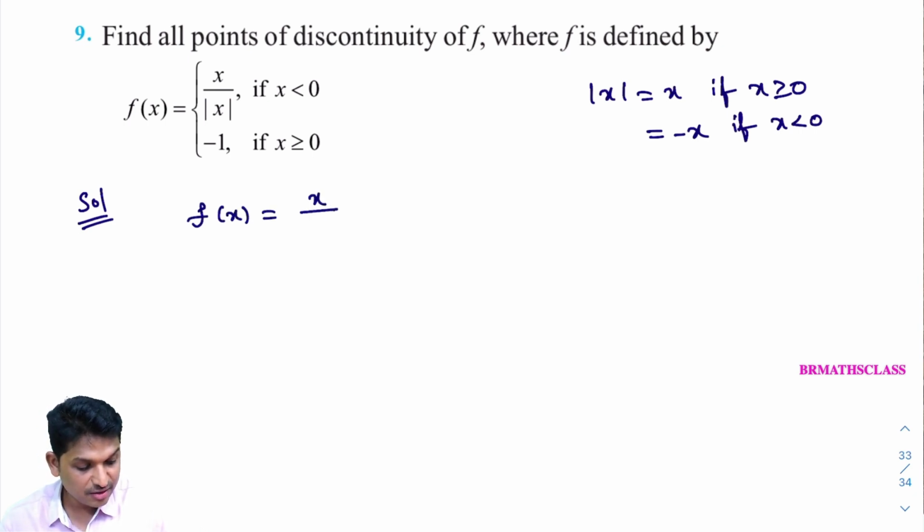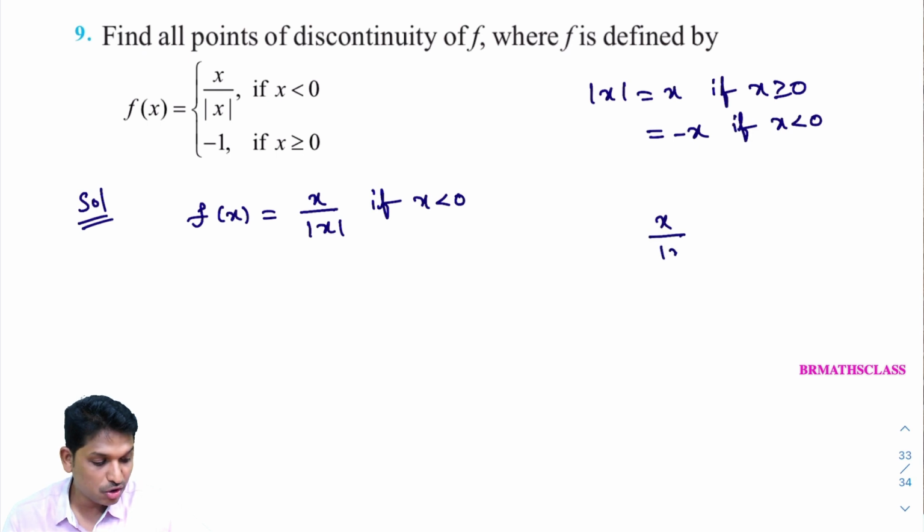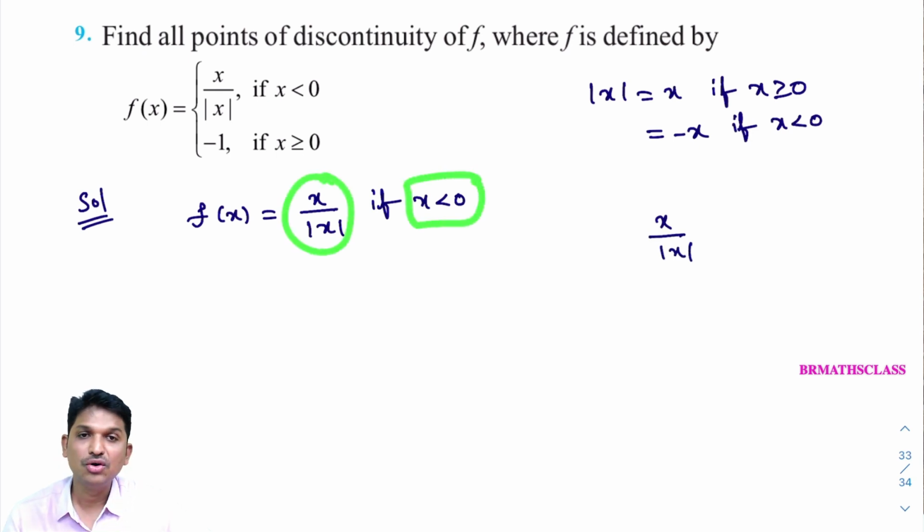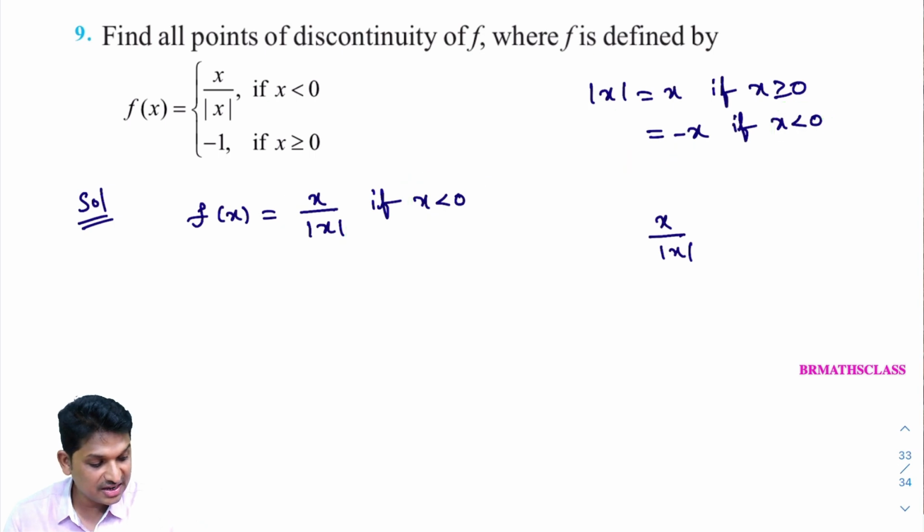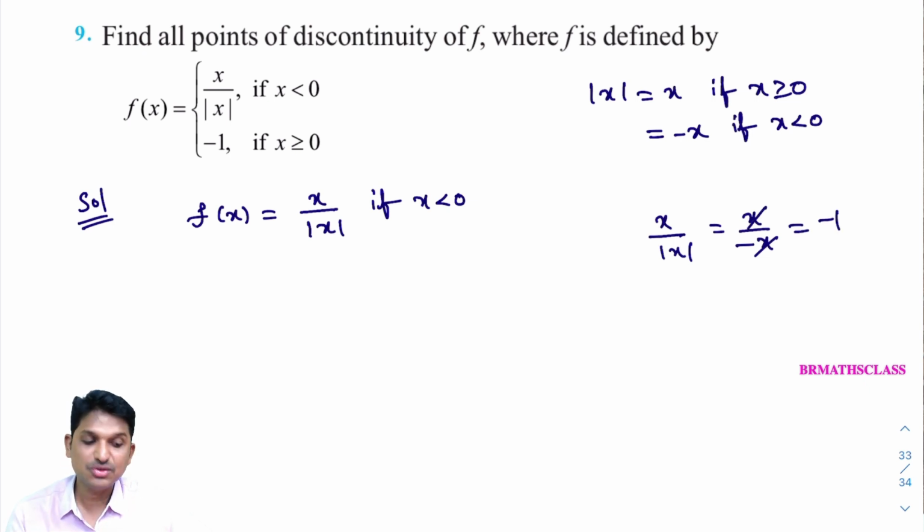x divided by mod x is there if x is less than 0. Here you see x divided by mod x is there, right? x less than 0. When x is less than 0, what is mod x? Mod x is minus x. So what will I write here? This is x divided by, what is mod x? x is less than 0, right? Mod x is minus x. So I'll write here minus x. So these two will get cancelled. What you will get? You will get minus 1.